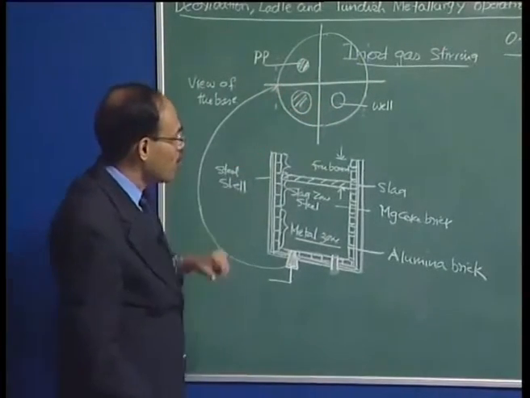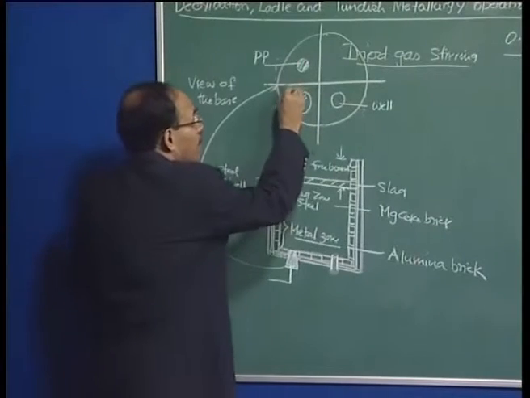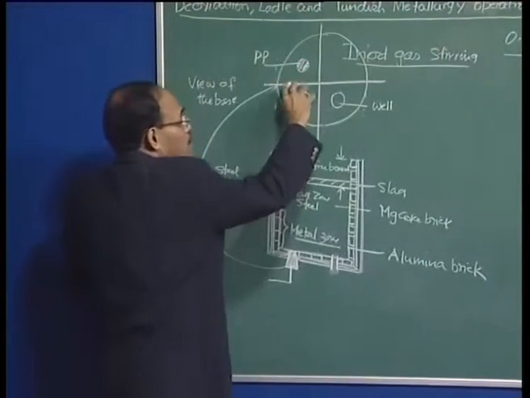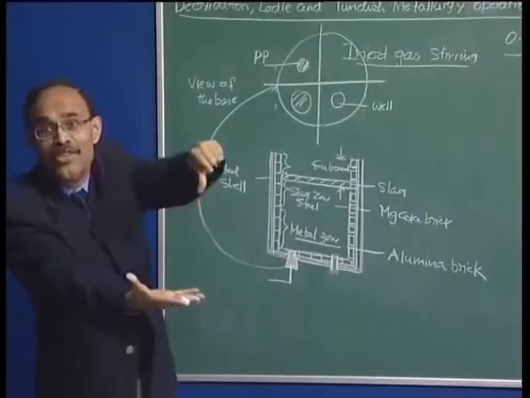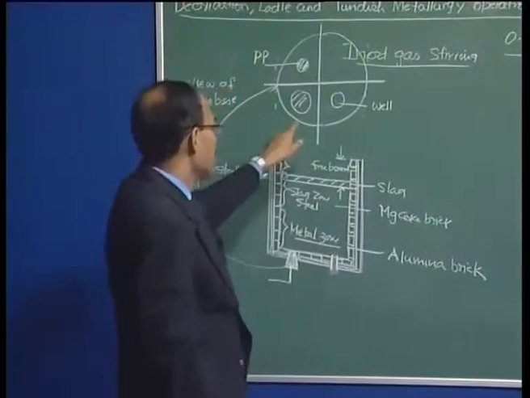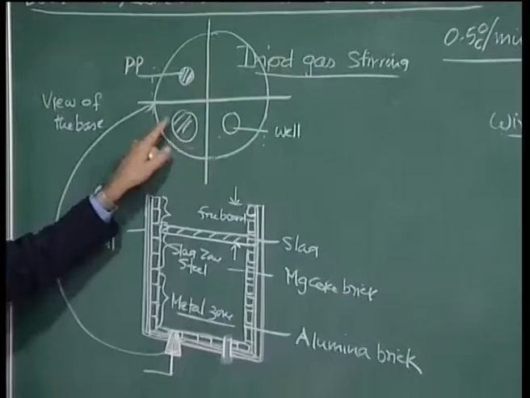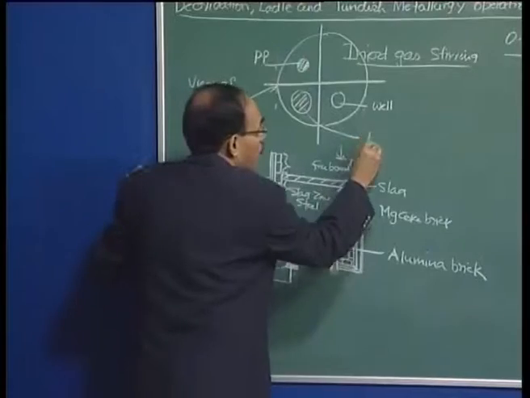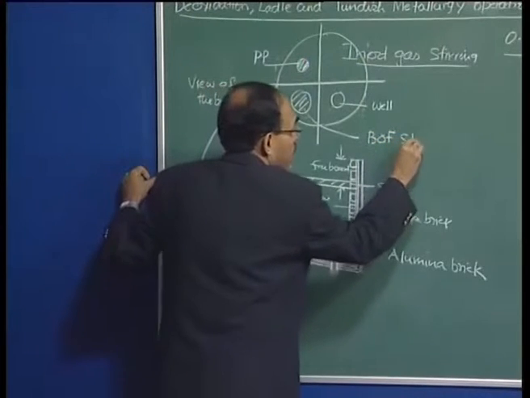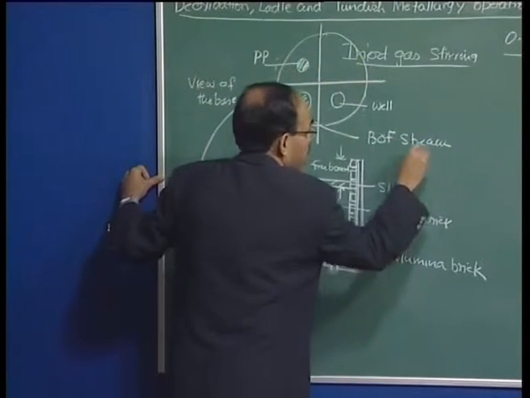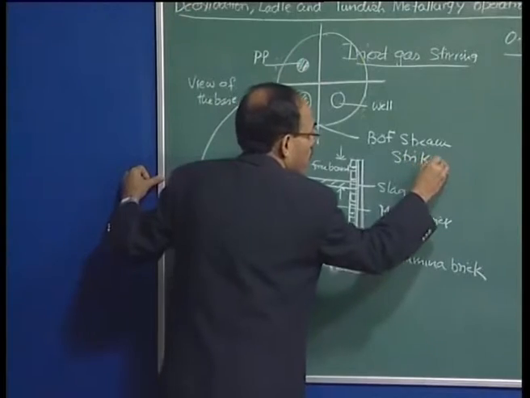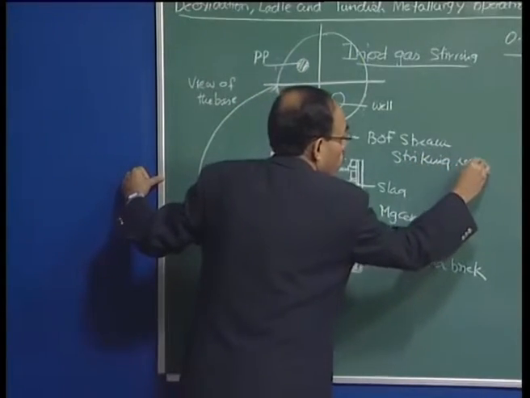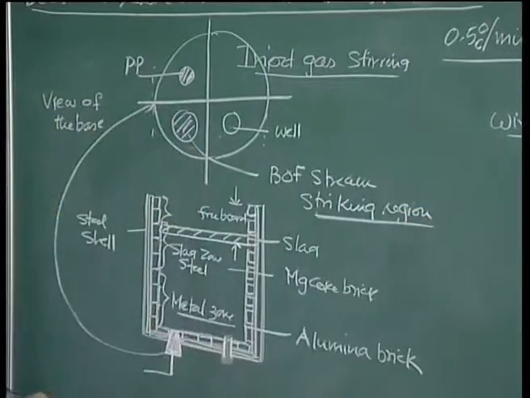So the stream is going to be falling on this. So there is going to be a different kind of refractory material in this particular region, because the impact of the stream is going to be really severe. So extremely large hydrodynamic erosion can be expected in this particular region where the stream is falling. So this is the BOF stream striking region. And this region needs to be reinforced properly with the refractory material.